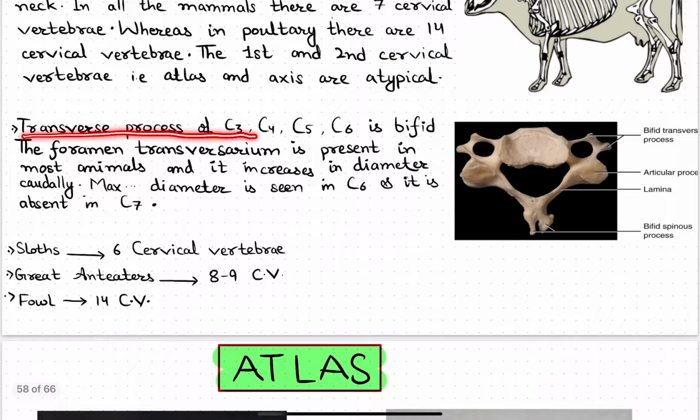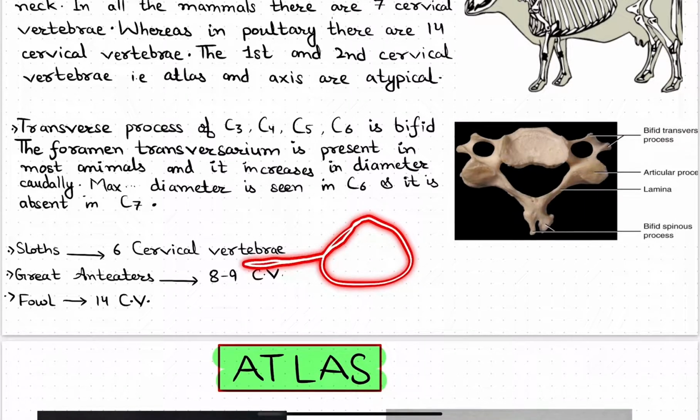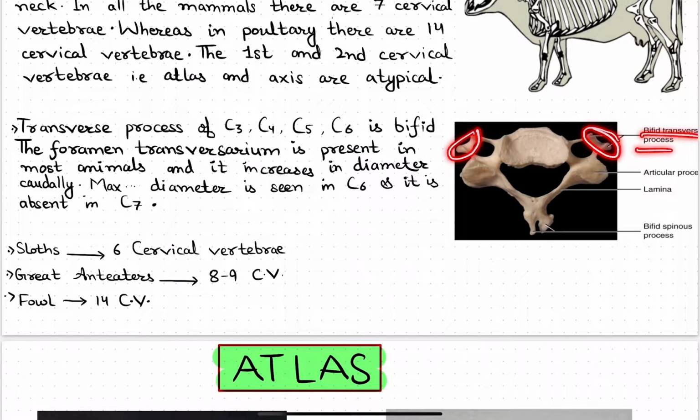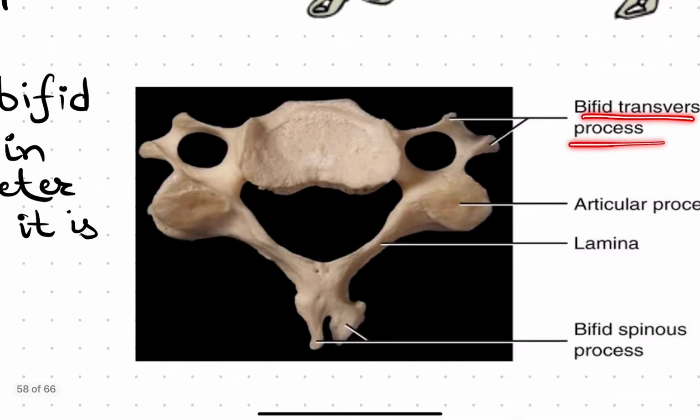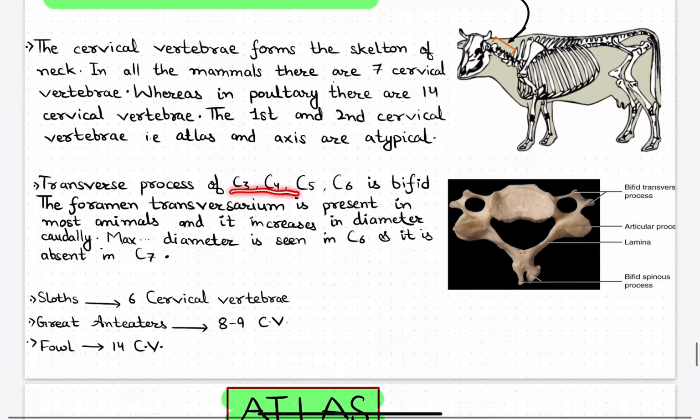The transverse processes of C3, C4, C5 and C6 are bifid. Now, what is the meaning of bifid? It is saying that the transverse processes, but what are the transverse processes? If this is the body, then these are the transverse processes. Here you can see they are bifid. There are two. So these are bifid transverse processes. You can see it is a bone, and in this bone there are bifid transverse processes. So C3, C4, C5, and C6 have bifid transverse processes.